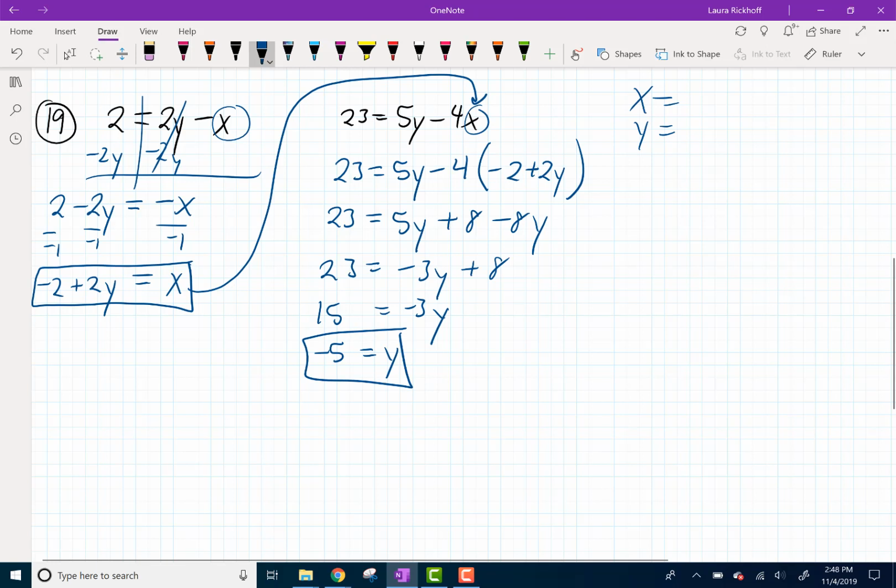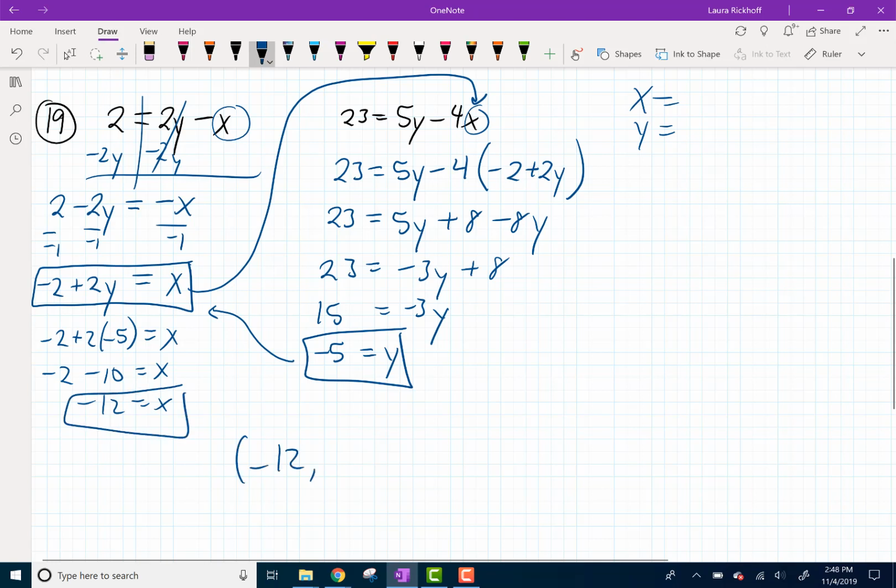Found one. So now I'll go and plug that in to figure out what my x is. So -2 plus 2 times -5 will be x. So -2 minus 10 is x. So -12 is x. So my final answer is the x is -12, the y is -5. Sometimes they write that in a little x-y ordered pair.